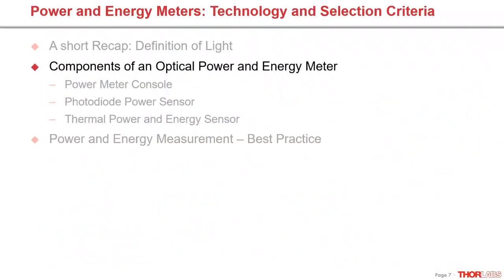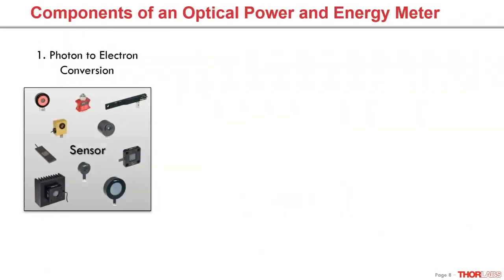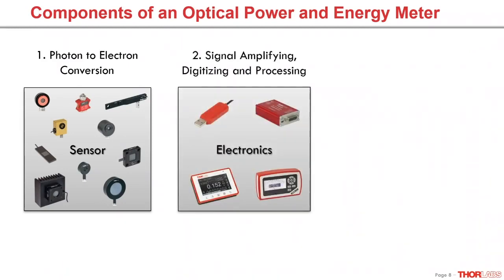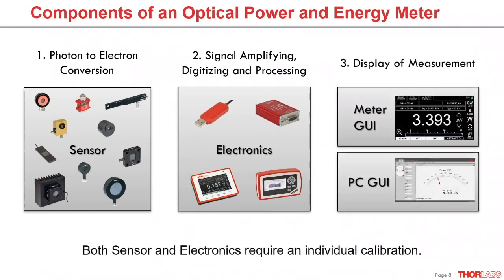Let's look at what components make an optical power or energy meter. So the first part is the sensor that is responsible for the photon to electron conversion. The signal from the sensor must be digitized and processed in the electronics. Finally, the measurement value can be either shown on the meter display or in a PC graphical user interface. To get reliable measurement results, both sensor and electronics need to be calibrated.